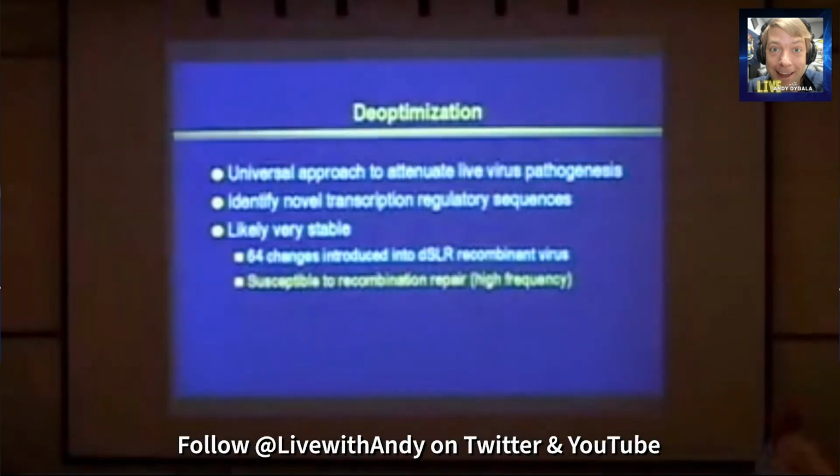Okay, so our data certainly is in agreement with Eckert's work that suggests that de-optimization, or strategies to downregulate translation of viral genes, could function as a universal approach to attenuate pathogenesis. In the case of coronaviruses, we can identify novel transcription regulatory sequences that we didn't know exist. We're trying to decipher that, and these are likely very, very stable. However, in the case of coronaviruses and polioviruses, these are both susceptible to recombination repair. And so we needed a strategy to get around that.